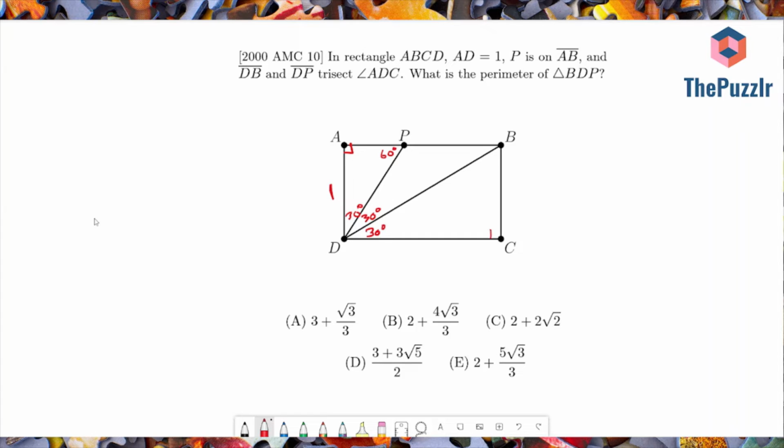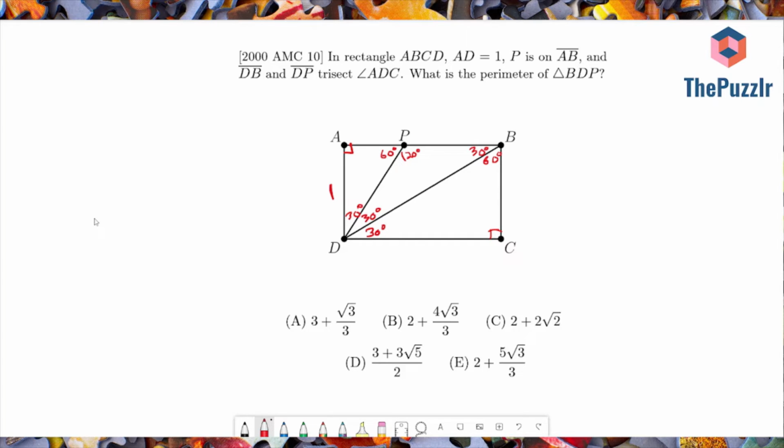Now we know that this right here is also a right angle, so this is 60 degrees. And since angle B is a right angle, this is 30 degrees. And then since the total measure of a triangle is 180 degrees, and we have two 30-degree angles, this is 120 degrees.